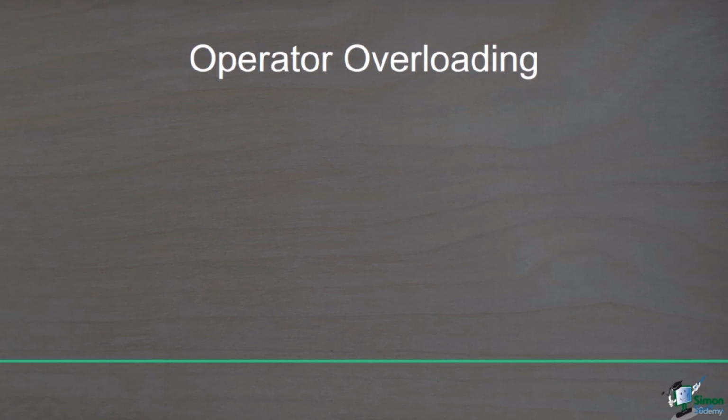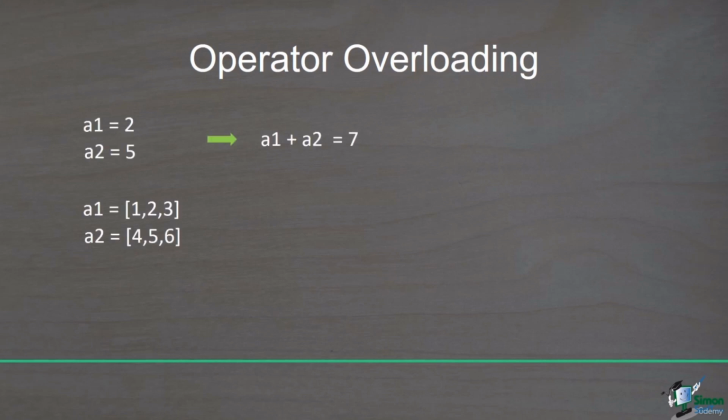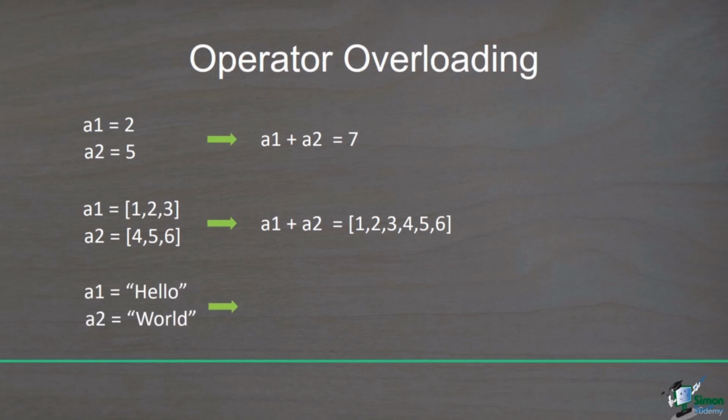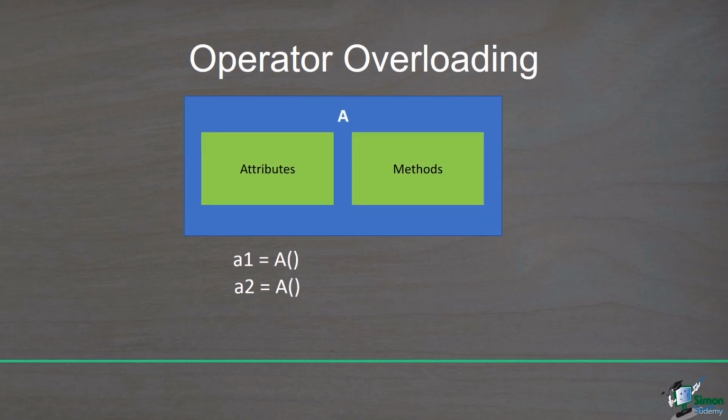Hello and welcome back. As you know, there are several operators in Python. For example, consider the plus operator. This operator behaves differently with different types. The plus operator will perform arithmetic addition on two numbers, merge two lists, or concatenate two strings. This feature in Python that allows the same operator to have different meaning according to the context is called operator overloading. In this video, I'm going to show you how to overload operators for your defined classes. So let's get started.